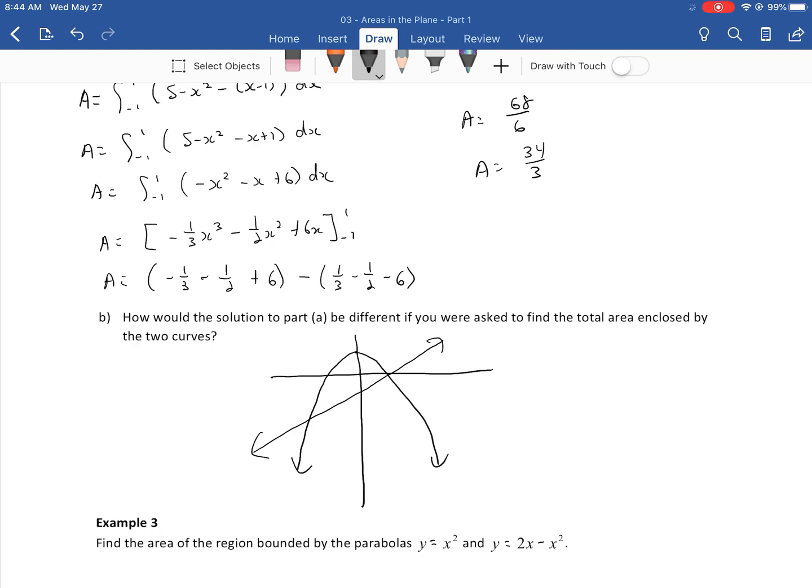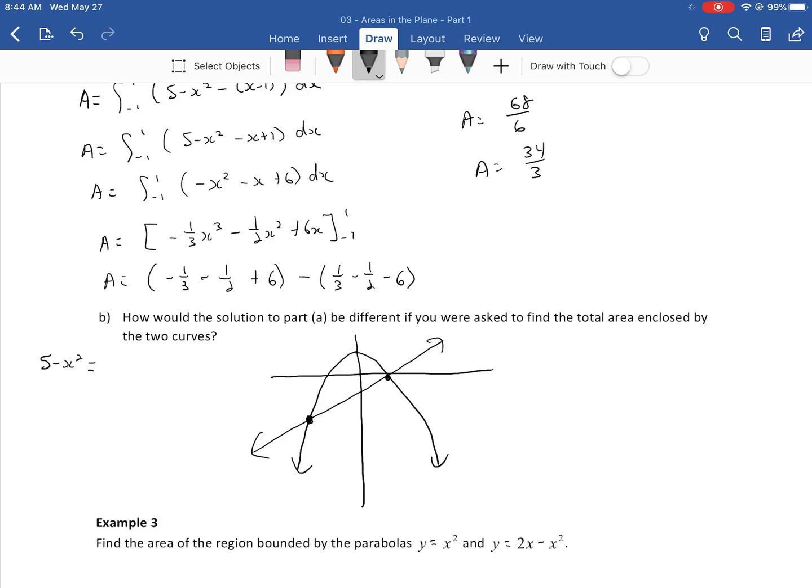And so they asked us to find the area between -1 and 1, which was fine. But really, if you want the area enclosed by the two curves, I need to go from this x value to this x value, which is hard to know what those things are. I mean, I've just drawn a little sketch here, so you don't know what those two things are. So what you'd have to do is go, okay, where do these two curves intersect? You'd have to actually solve this equation.